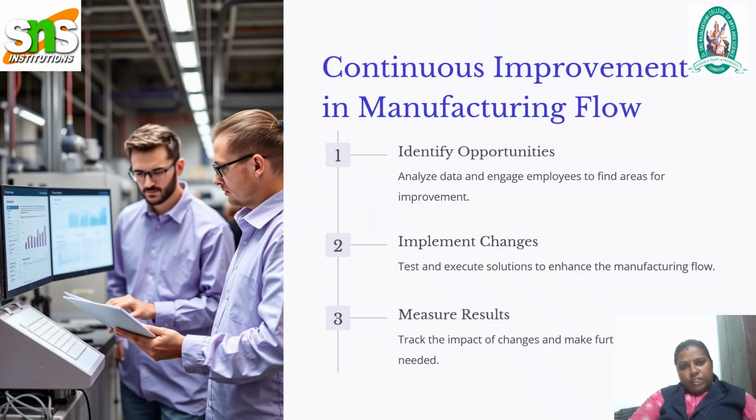Continuous improvement in manufacturing flow: identify the opportunities, implement changes, and measure results. Identify the opportunities: analyze the data and engage employees to find areas for improvement. Implement changes: execute solutions to enhance the manufacturing. Measure results: track the impact of changes and make further adjustments as needed.